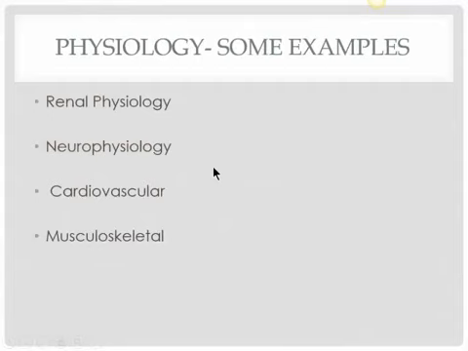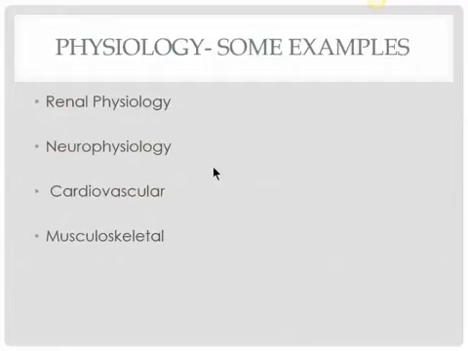So we did anatomy. Physiology is the function of the structures of the body. So again, there are many types of physiology. Here are some examples. Renal physiology is the function of the urinary system, and especially the kidneys. Neurophysiology is the function of the brain and the nerves. Cardiovascular physiology, the heart and blood vessels.